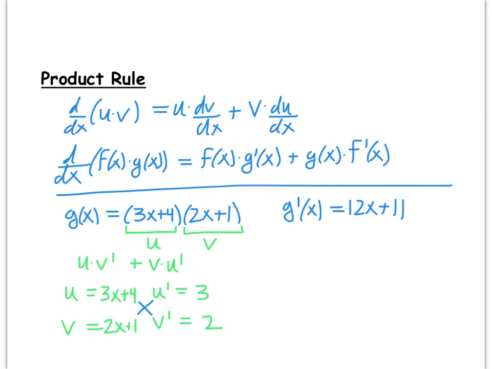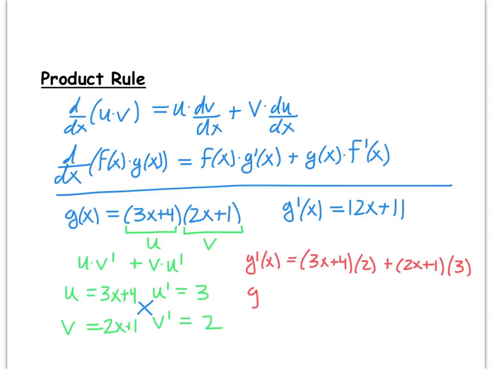So in writing the derivative g prime of x, again, it would be first times derivative of the second, or 3x plus 4, multiplied by the derivative of the other function, which is 2, and then reverse it. Second, which is 2x plus 1, multiplied by the derivative of the first function, which is 3. And the little arrows in that chart sort of show how things link together.